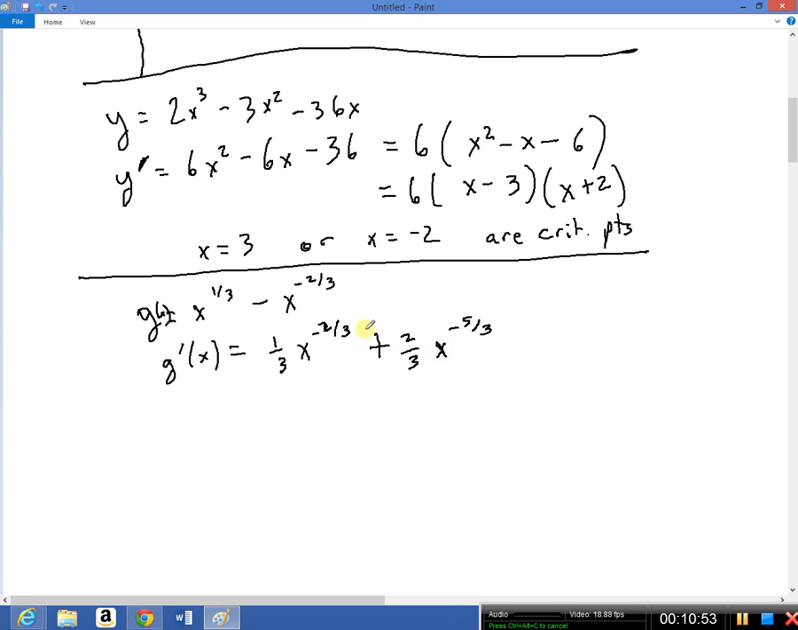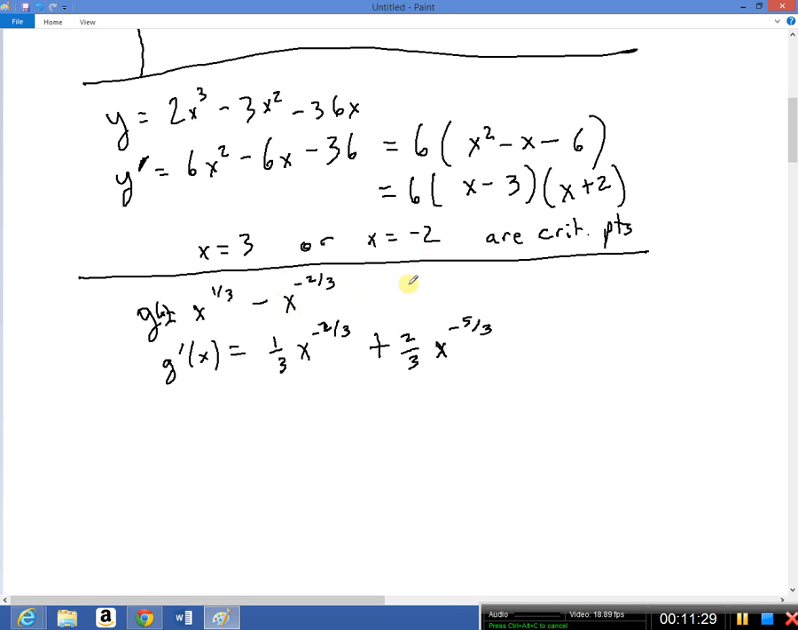Now we need to analyze where this is undefined and where this is equal to 0. Well, the first thing is that this will be undefined where x equals 0, obviously, but I can't plug 0 in here either. I can plug 0 in here. The cube root of 0 is 0, but x to the negative 2/3 means 1 over x to the 2/3, and 0 to the 2/3 is 0, so that would give you 1 over 0. This is undefined. So 0 is not in the domain here.